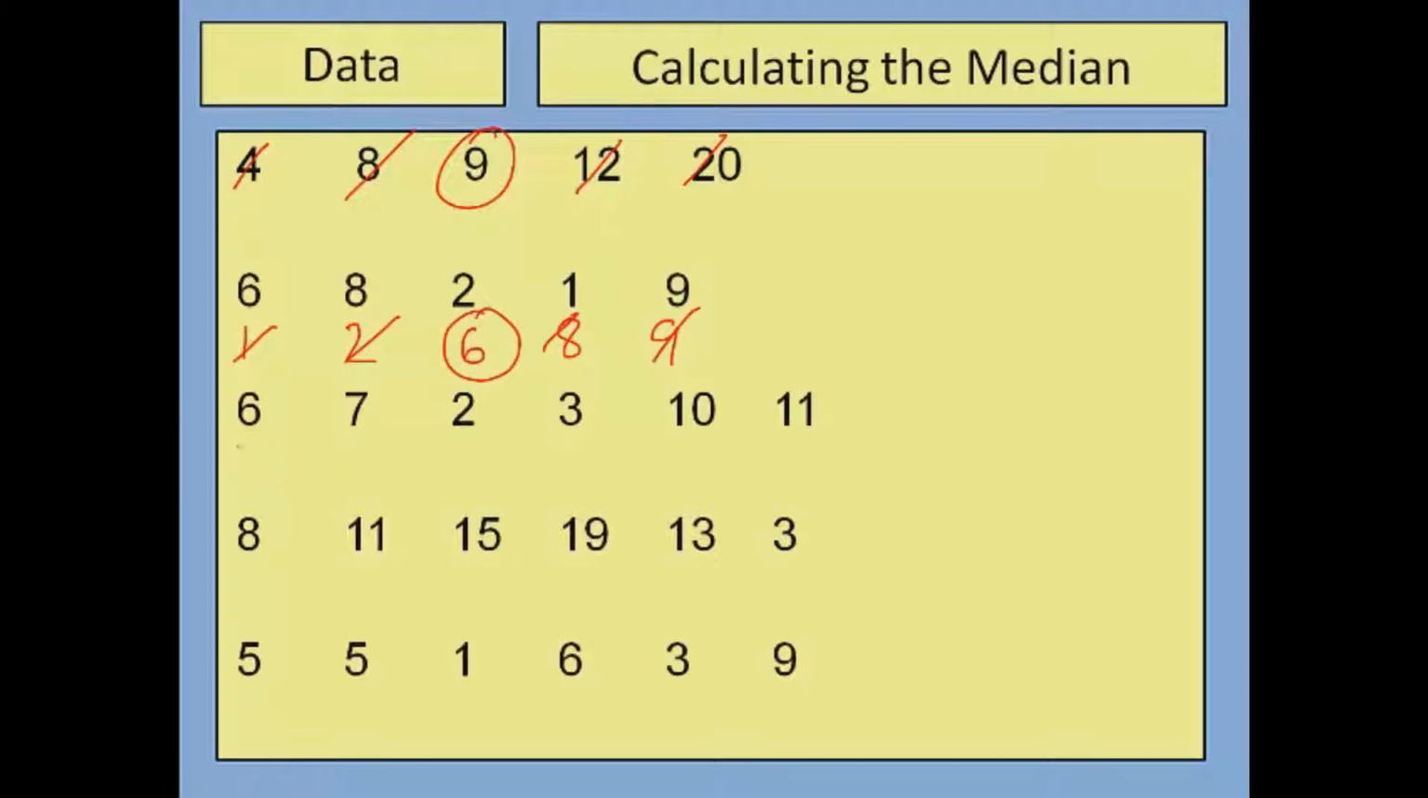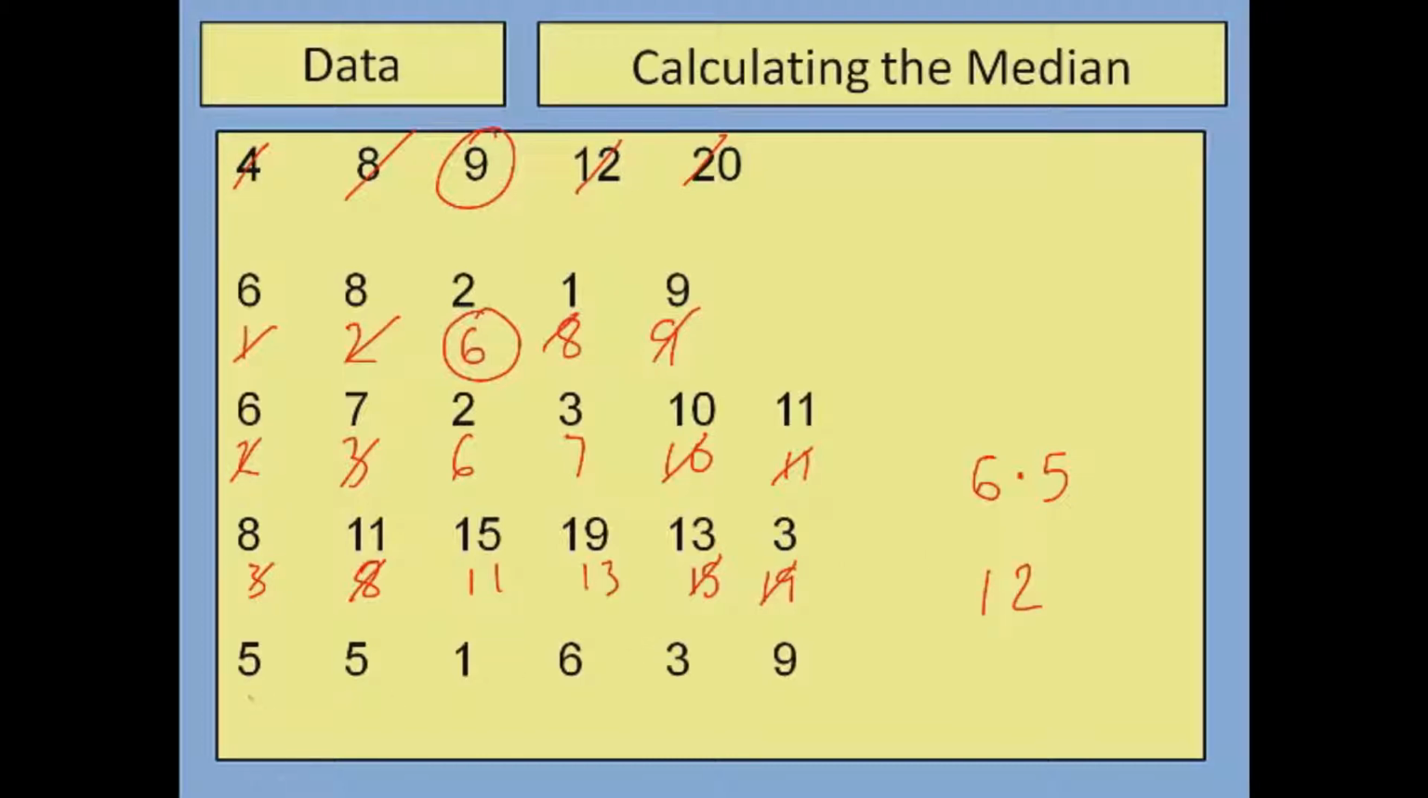For the next one, we do 2, 3, 6, 7, 10 and 11, and when you cross these off, you get that situation again where you end up with two middle numbers. So in between 6 and 7, you get a median of 6.5. And a similar thing for the next question. When we put these in order, we get 3, 8, 11, 13, 15 and 19. And when you cross these off, you end up with 11 and 13 as your middle numbers. So in between 11 and 13 is 12.